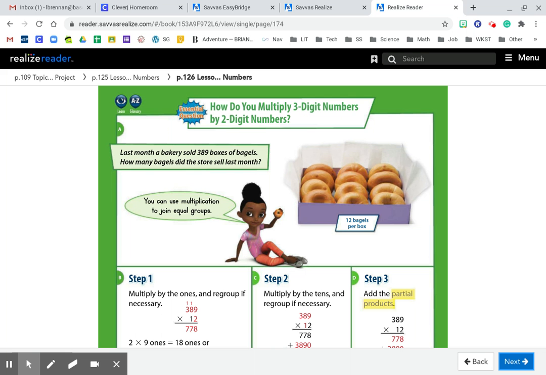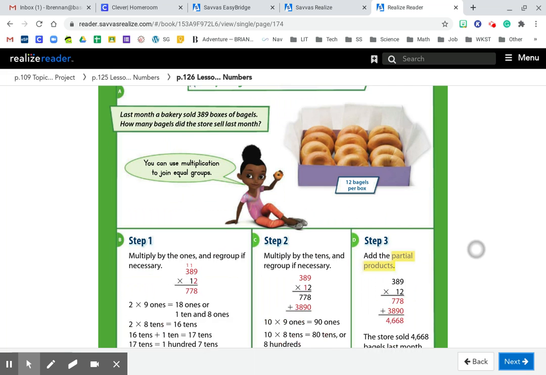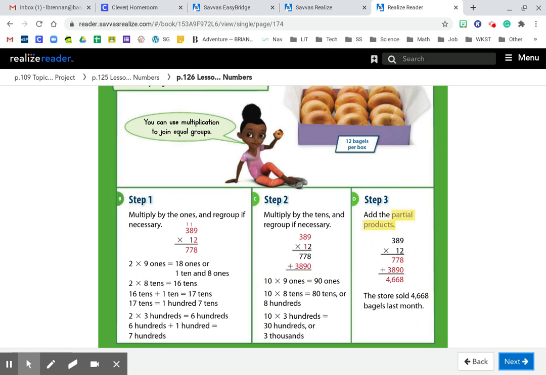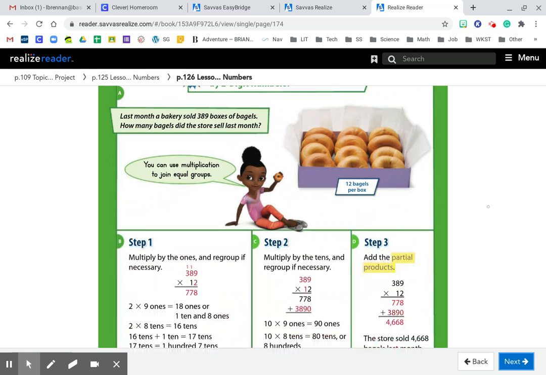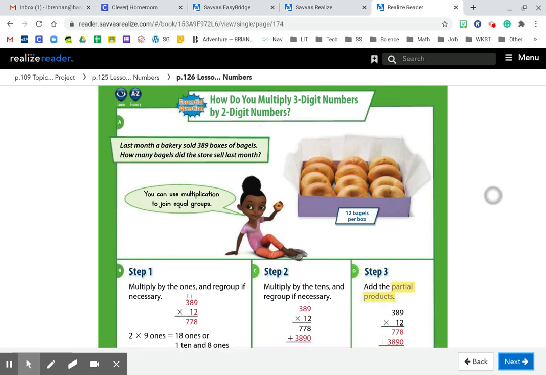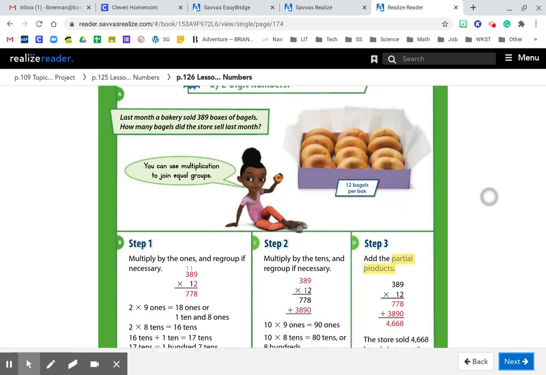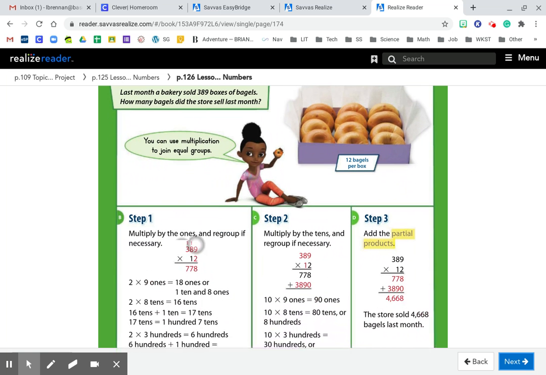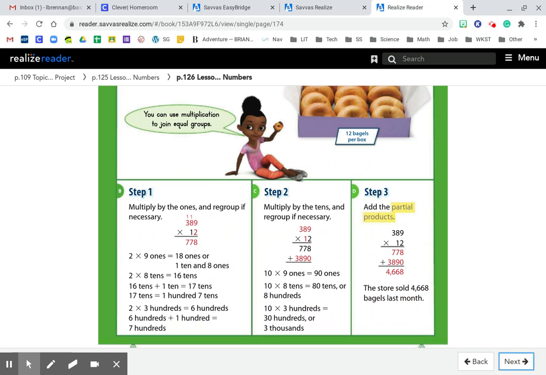Okay, how do you multiply a 3-digit number by a 2-digit number? You can use multiplication to join equal groups. So here we have, last month the bakery sold 389 boxes of bagels. How many bagels did the store sell last month? Multiply the ones and regroup if necessary. Multiply the tens and regroup if necessary. Add the partial products. And there's 12 bagels per box. So we have 389 times 12 is the same as saying 389 times 10 plus 389 times 2.